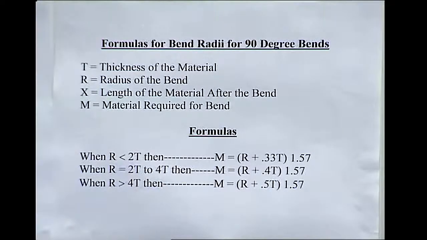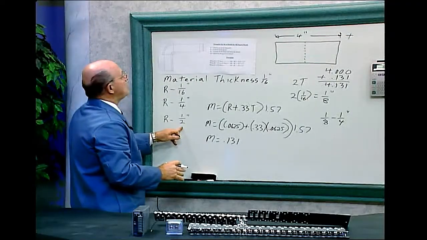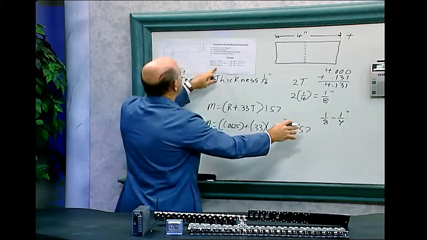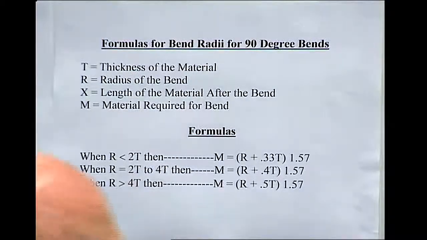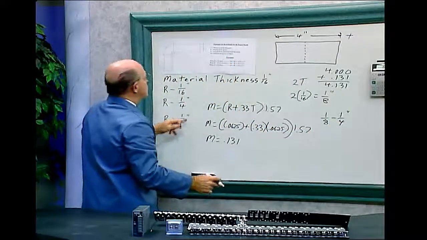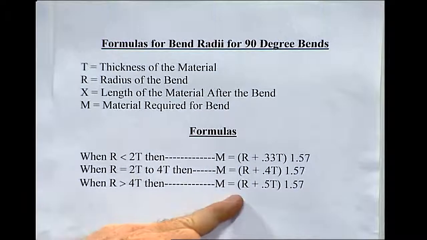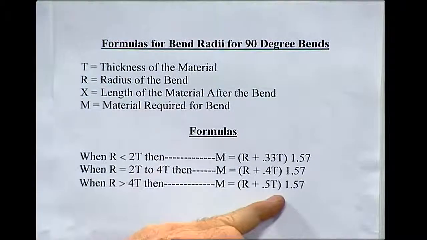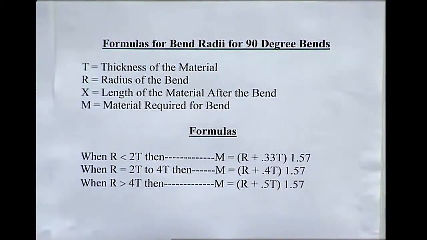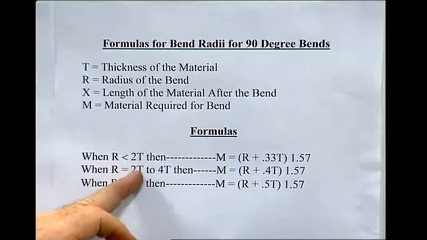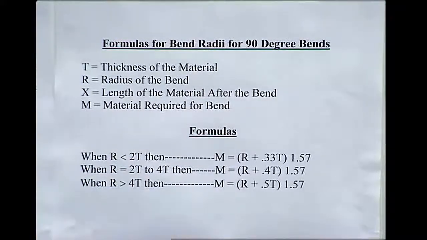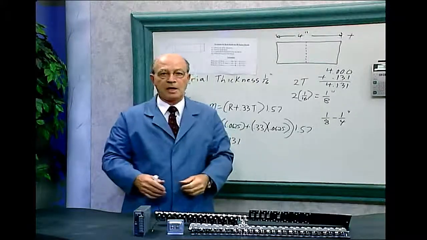And 1/2 of an inch will be greater than 4t. 4t, remember, is 1/4 of an inch. So then you would use this formula. M equals R plus 0.5t, times 1.57. So when you see when we use less than, equal to, or greater than, there are practical applications.